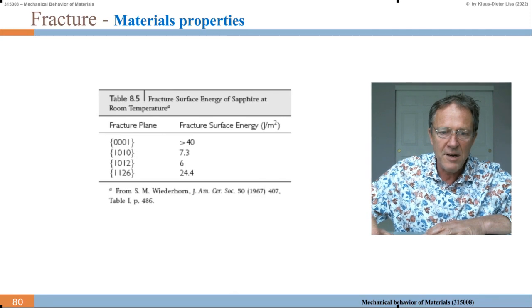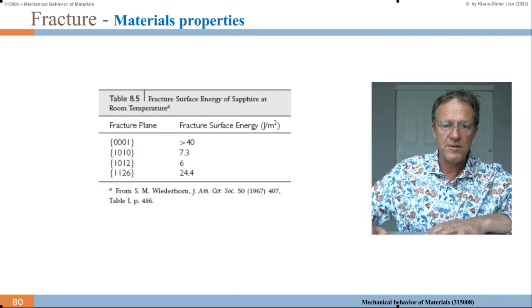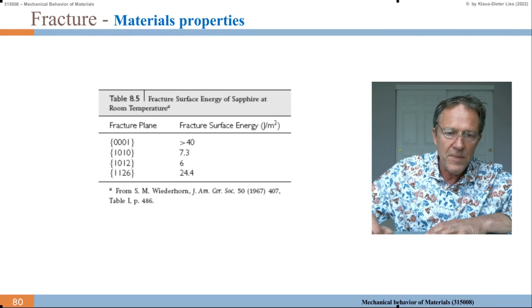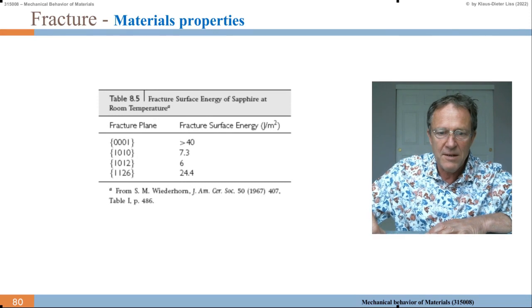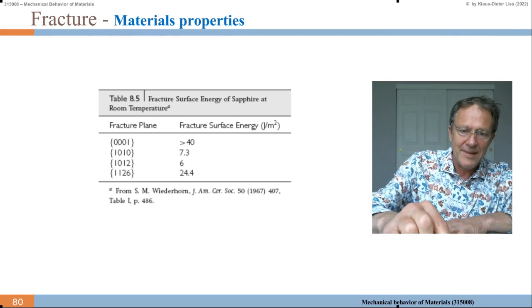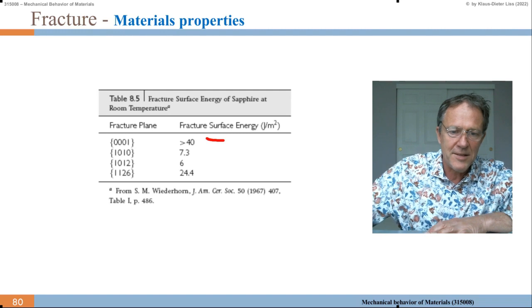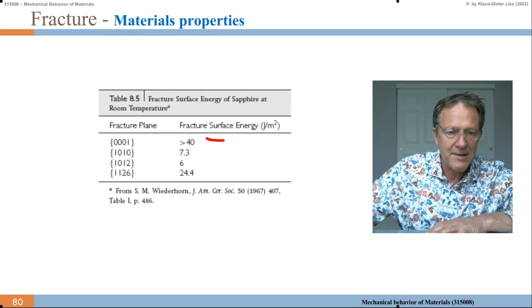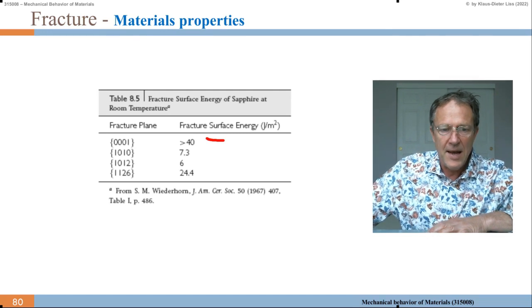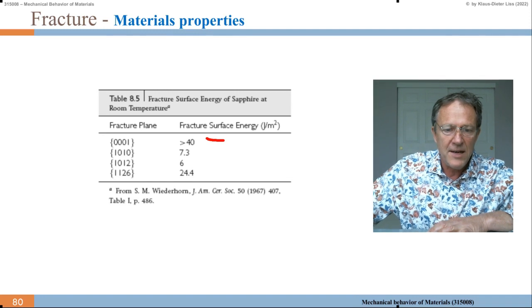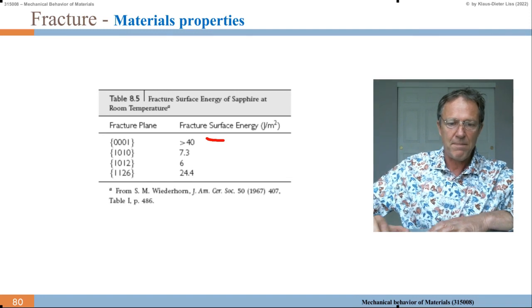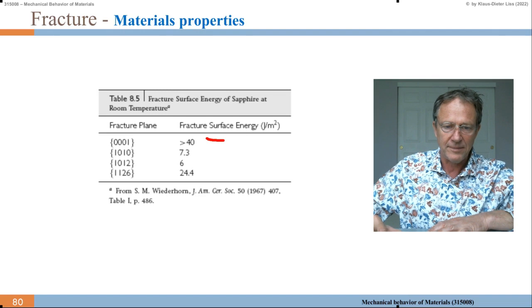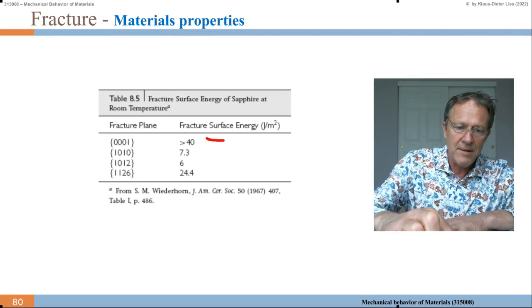Also for single crystal here, this is fracture surface energy of sapphire at room temperature. So that's in the 001 plane, so it's a hexagonal system, and the basal plane, it's larger than 40, but you see in the other directions, in the other planes, it's much weaker, particularly in the pyramidal and in the prismatic planes.